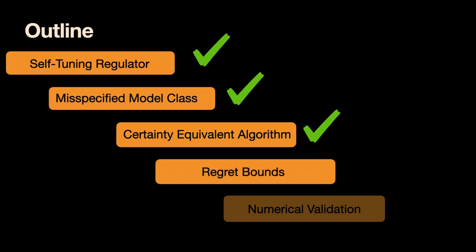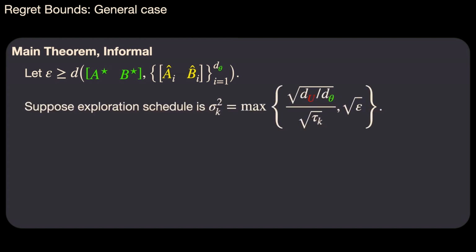So let's get to our first bounds. First, we're going to look at a general case without additional strong assumptions on our dynamics. We're going to let epsilon denote some sort of upper bound on our subspace distance. And we're going to set our exploration schedule as the max between two quantities. At epoch k, we'll set it to the max of a component of the exploration that decays with the length of that epoch, and then a square root epsilon. This part does not decay as we proceed. It depends on the level of misspecification, or rather, our upper bound on it.